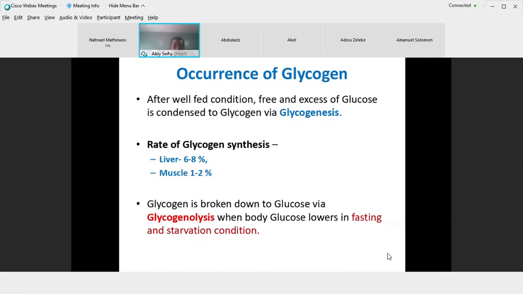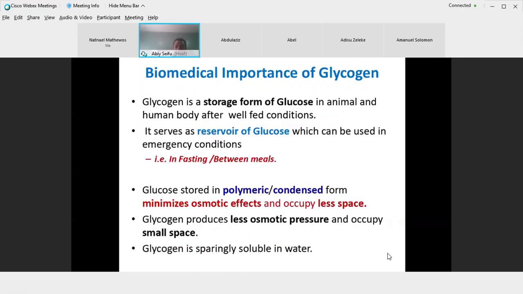This is due to lack of an enzyme called glucose-6-phosphatase. Muscle lacks glucose-6-phosphatase, whereas liver has it. When glycogen is degraded, the end product will be glucose-6-phosphate in muscle, whereas in liver, this glucose-6-phosphate is changed into glucose by the enzyme glucose-6-phosphatase. This is what I mentioned: glycogen is useful in the fasting stage as well as in between meals.